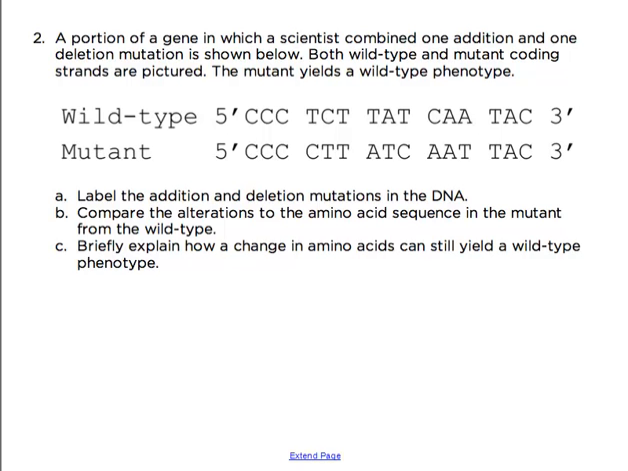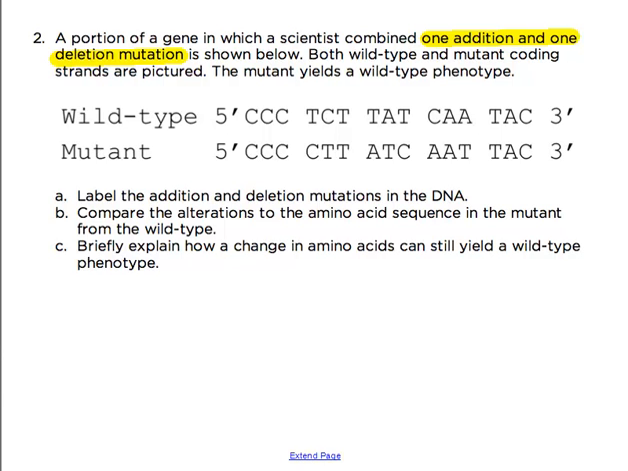Problem 2. A portion of a gene in which a scientist combined one addition and one deletion mutation is shown below. Both wild-type and mutant coding strands are pictured. The mutant yields a wild-type phenotype. Part A. Label the addition and deletion mutations in the DNA.